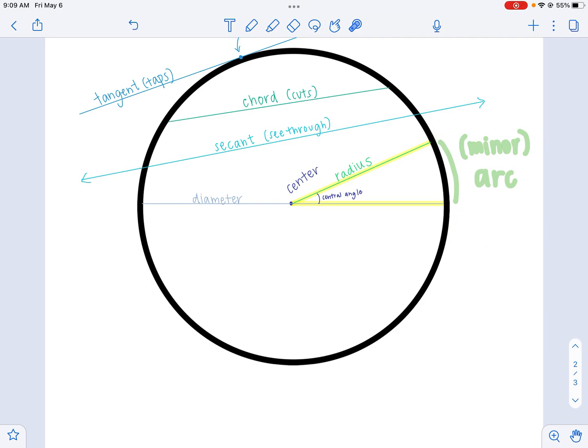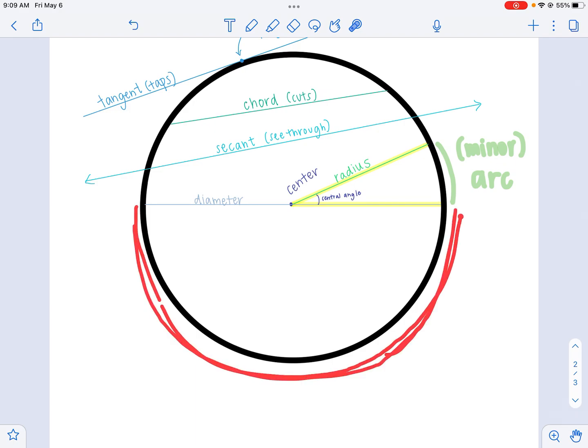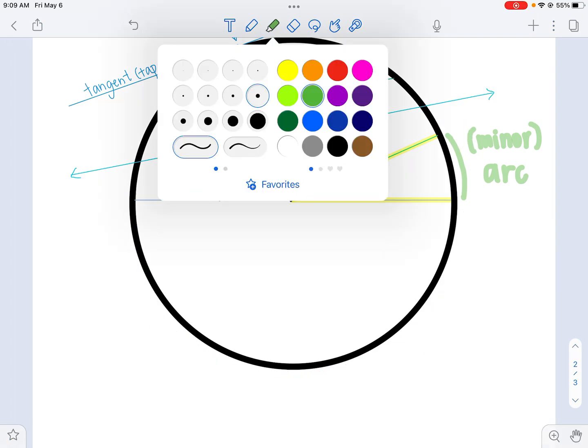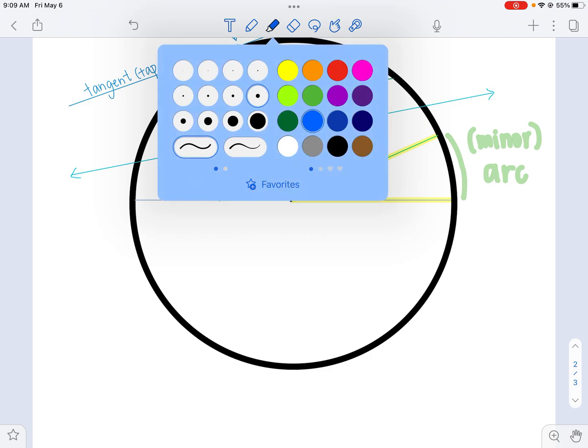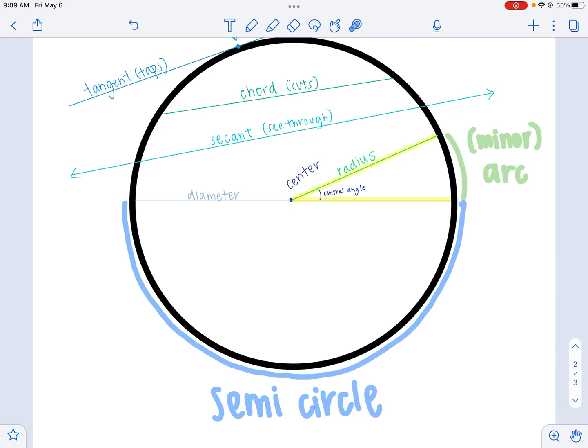A major arc takes up more than half. So if I actually went around right here, this would be a semicircle. But if I kept going, now that would be a major arc. And major arcs will typically have 3 letters because they'll go through 3 points on the circle. But that would be a minor arc. And you've heard of a semicircle before. There's your semicircle, half of it. So semicircles have a measure of 180 degrees. They're also where the diameter is.